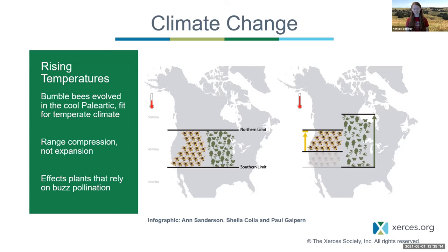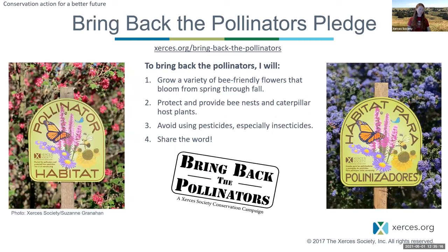So some of the things that we can do to prepare for this uncertainty is really just put that foundation in place. Make sure there's habitat on the ground, make sure there's food and nesting resources for pollinators and other wildlife. And one of ARCSEA's initiatives surrounding this is the Bring Back the Pollinators Pledge.